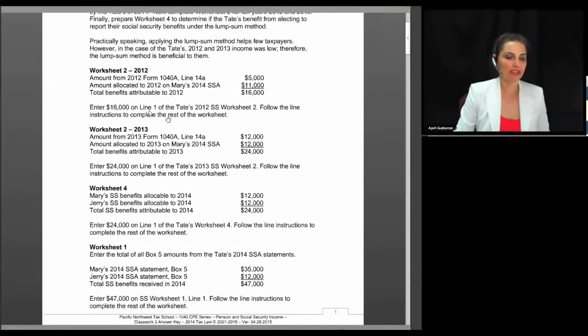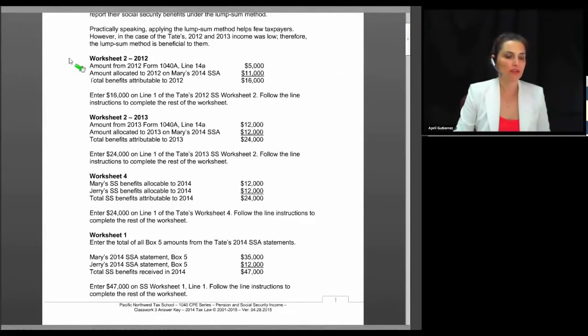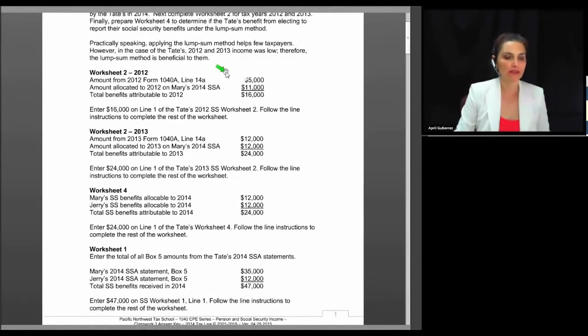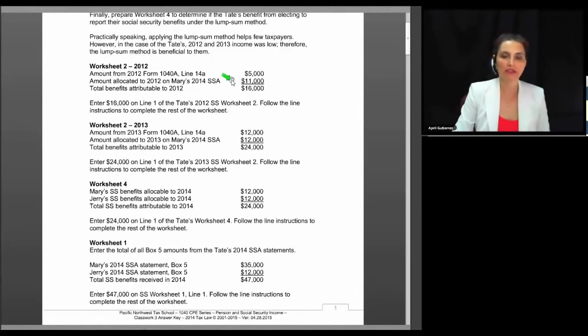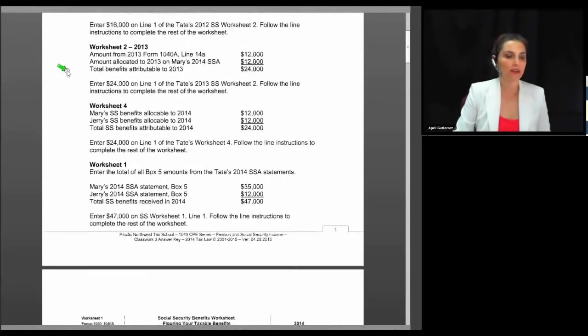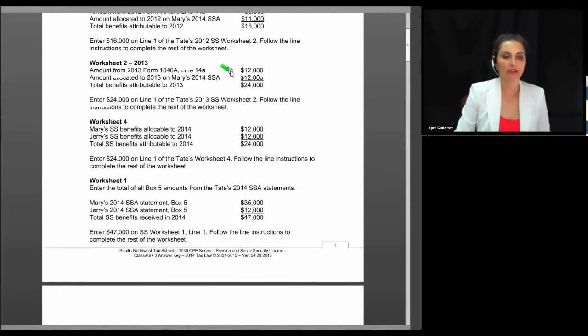So we're going to go through the worksheets, and we're going to fill out a separate worksheet 2 for each of the earlier years. On worksheet 2 for 2012, we take the total amount of Social Security benefit that Jerry received in the earlier year, and to that we add the total amount of Social Security benefit that Mary should have received for the earlier year but received during the current year. When we add those two amounts up, we get $16,000. Then on worksheet 2 for 2013, we show the amount of Social Security benefits that Jerry received in that earlier year, and the amount that Mary received in 2014 for the earlier year, and when we add that up, we get $24,000.